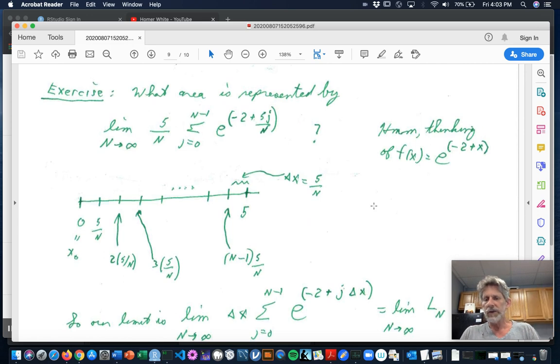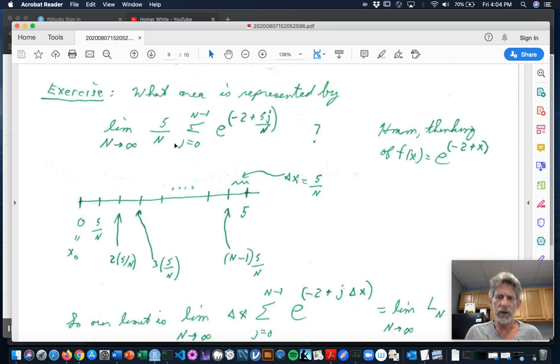To round things off, let me just do a couple of sample exercises. We'll do many more to practice together. But what if you were looking at this limit as capital N goes to infinity? It represents the area underneath some curve from some beginning number to a stopping number. Could you figure out what it is?